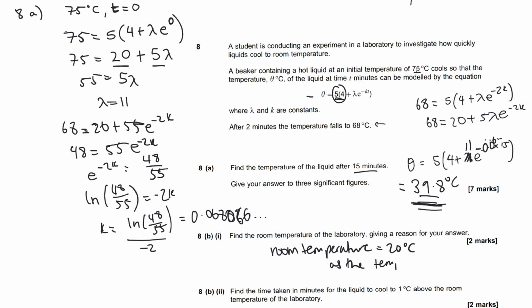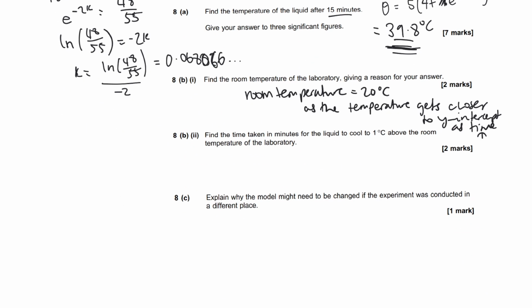Also that 20 is equal to our y-intercept, and your y-intercept would tell you what the room temperature is. So as time increases, the temperature gets closer to the y-intercept. Something along those lines. Obviously, don't abbreviate as much as I have.